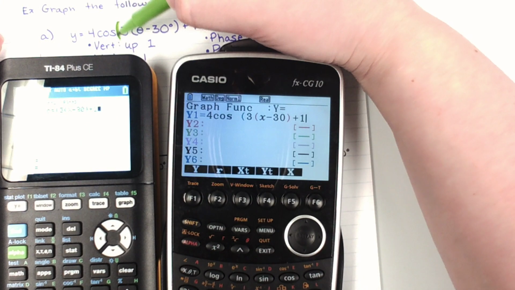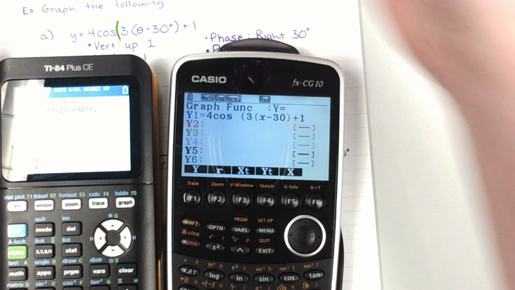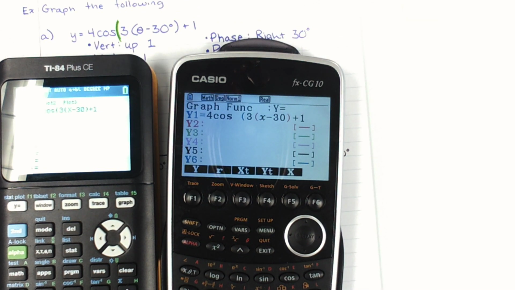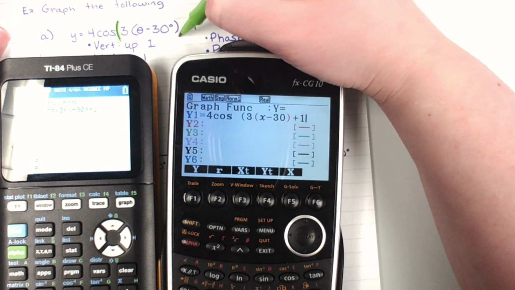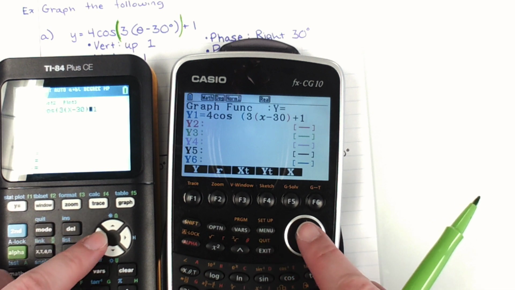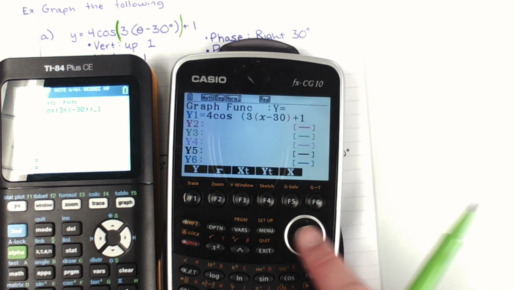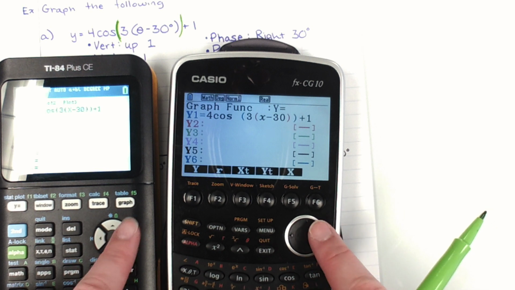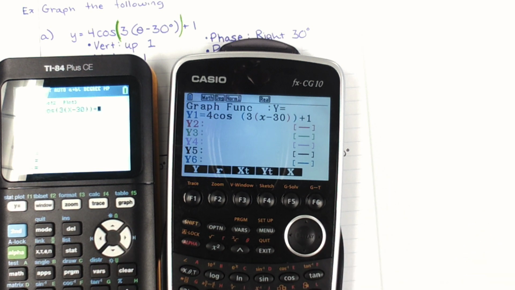Before. By putting it here, I'm putting everything that goes inside cosine. In all technicality, where do I stop having things inside of cosine? At the closed parenthesis. I need a second closed parenthesis there before my plus 1. So close the second parenthesis, then 1. If I click enter, then it'll keep all of those things.